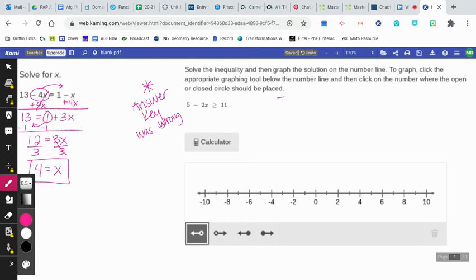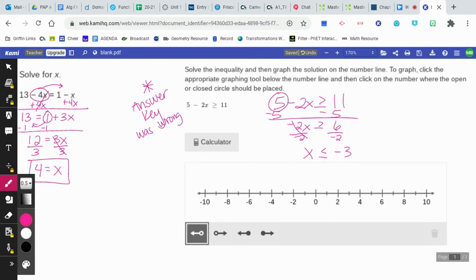So I've got 5 minus 2x is greater than or equal to 11. I'm going to start by subtracting 5 from both sides of the inequality. And I've got negative 2x is greater than or equal to 6. Next, I have to divide by negative 2 on both sides. Anytime you divide by a negative, you've got to flip that inequality sign. So x is less than or equal to negative 3.